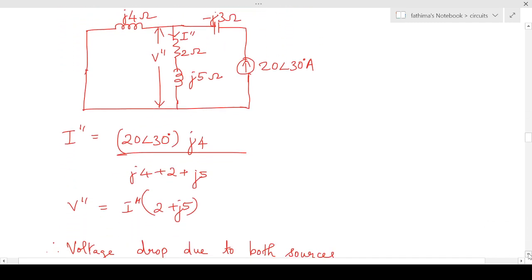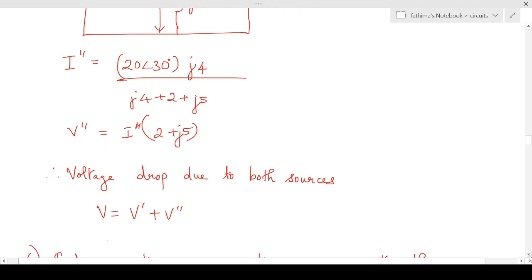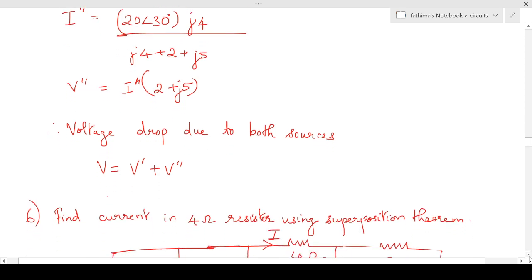Next, you have to calculate V double dash, which will be equal to I double dash into Z, that is 2 plus j5. So you will get V double dash. We have to calculate the voltage across the 2 plus j5 ohm. The voltage drop due to both sources will be V equals V dash plus V double dash. Sum up the voltages to get the voltage drop across the 2 plus j5 ohm. So that is the fifth question.